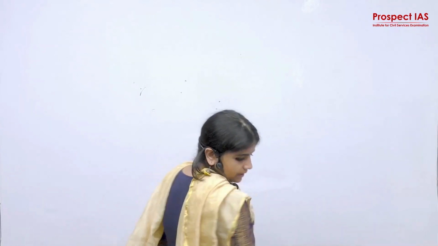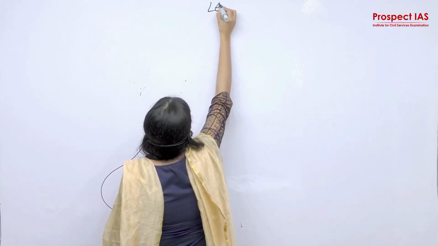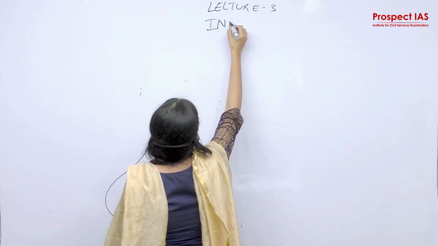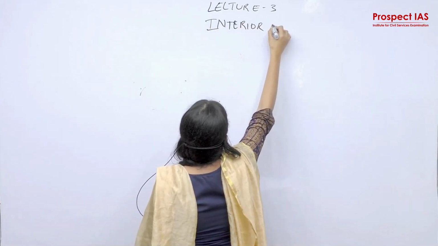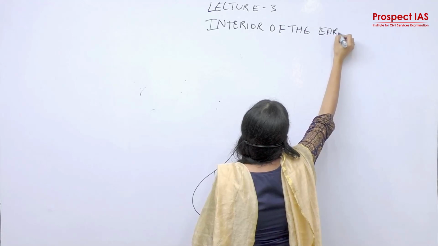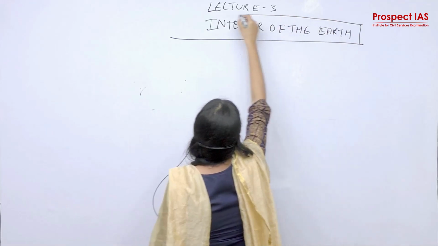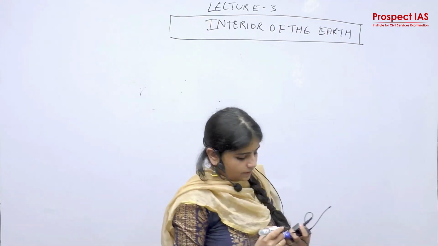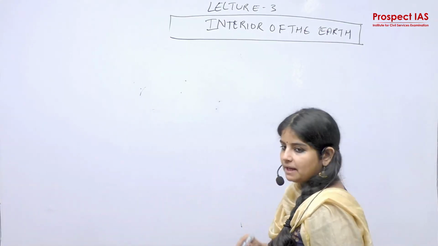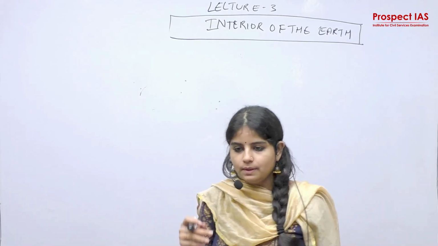So yeah, today's topic is lecture 3, interior of the earth in the first half. There was one main question in 2017 that discussed how the magnetic field of the earth has been changing over the passing years. You can write the question.